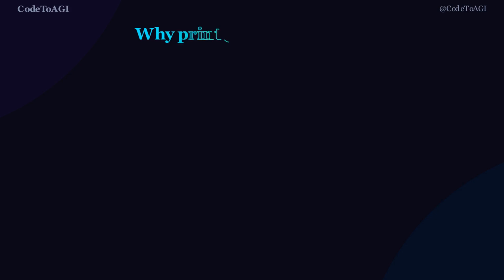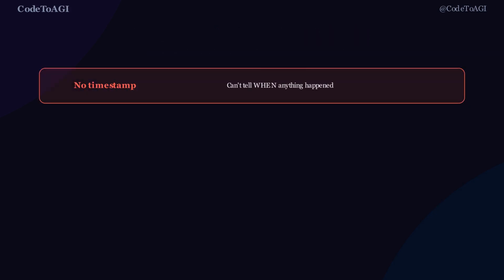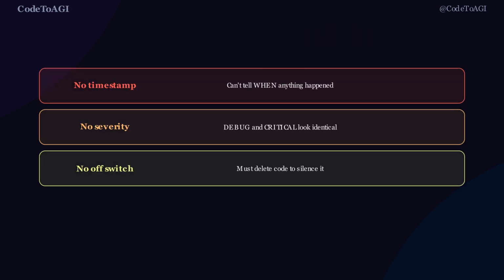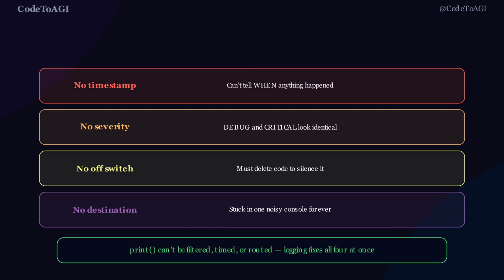Let's go. Print statements work great right up until production. No timestamp. No severity level. No way to filter. You can't turn print off without deleting code. 10 files all printing straight into one noisy console. Logging fixes every one of these problems at once.